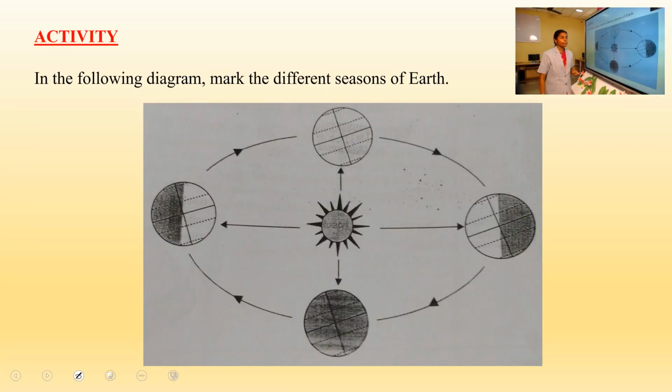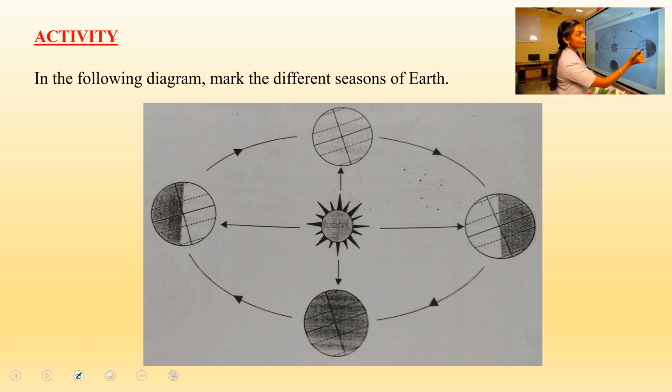So there is a small activity in the following diagram. It is a diagram which is given in your textbook. So either you can draw it in your notebook or paste the picture. Okay? So paste the picture or draw it in your notebook and mark the different seasons of the earth. Which are the seasons? The summer season, the autumn, then comes the winter and the spring. Okay? So 4 seasons are there. You have to mark this. How will you mark it?